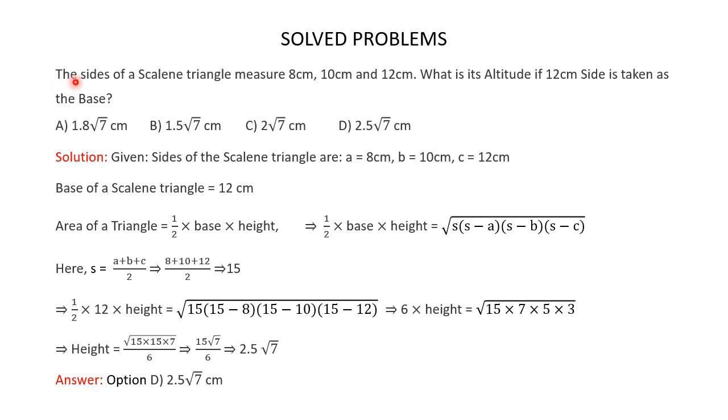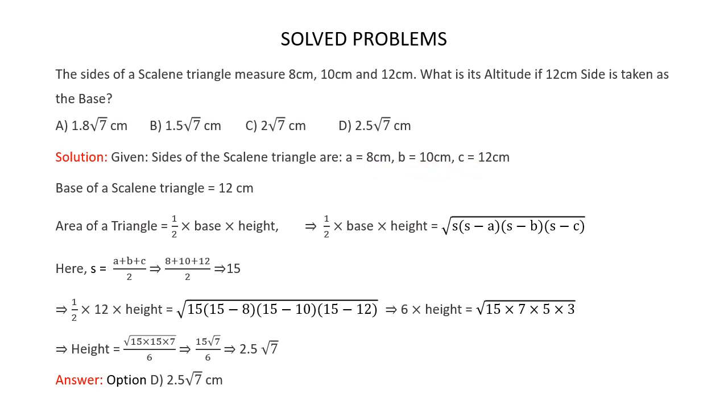The sides of a scalene triangle measure 8 centimeters, 10 centimeters and 12 centimeters. What is its altitude if 12 centimeter side is taken as the base? Here you are given 4 options and you have to find out which of these options is the correct one. So here the sides of the scalene triangle are given and we have to find the altitude or the height of the scalene triangle. So let the sides of the scalene triangle be A is equal to 8 centimeters, B is equal to 10 centimeters and C is equal to 12 centimeters.